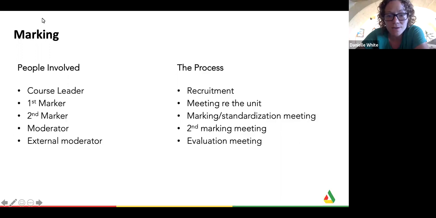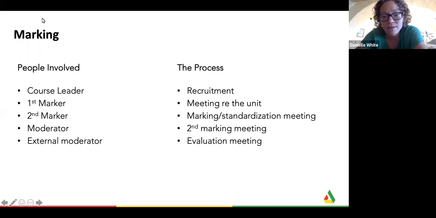And the process itself, so there's the recruitment of participants onto the process. There's a meeting regarding the unit where there's a conversation about what is this unit, what's intended, what is it, what's the learning, what are the learning outcomes that are expected for them to complete, what sort of content, what's involved, what's the structure of it. So all of this gets discussed by staff who are going to be teaching that unit.